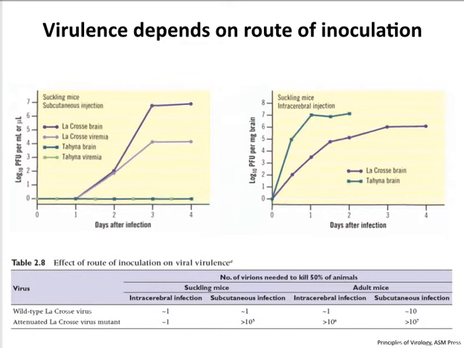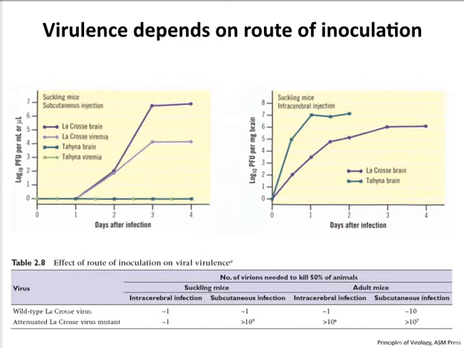One PFU, one virus particle, is enough to kill half of the animals. All right, in suckling mice with the wild-type virus, subcutaneously the same thing. But if you look at an attenuated mutant virus, IC, one PFU is enough to kill, but subcutaneously, over 100,000 are needed to kill 50% of the animals. So you can see the virulence is apparently different by the sub-Q route, but not by the IC route.